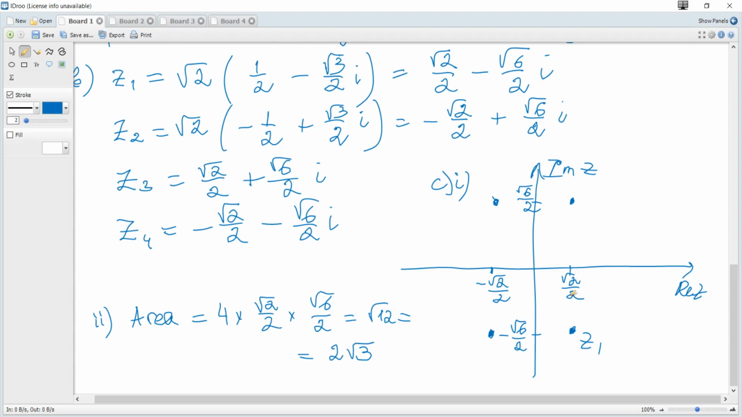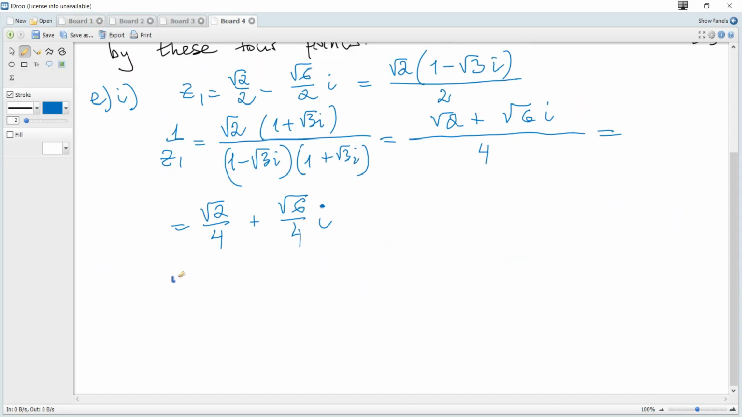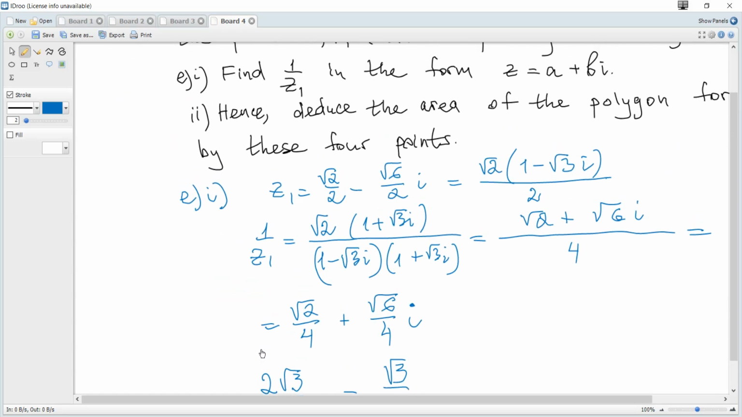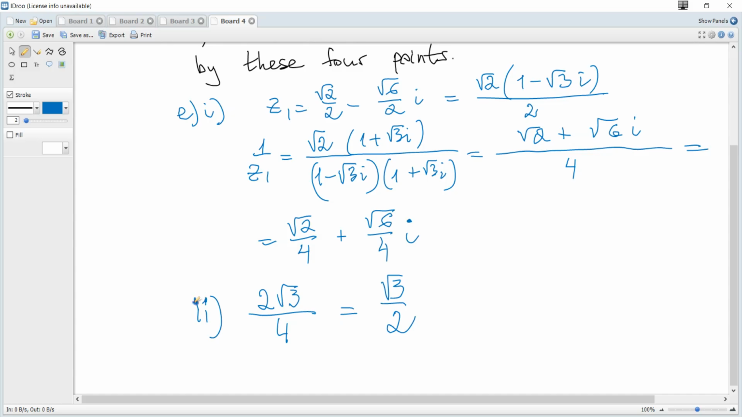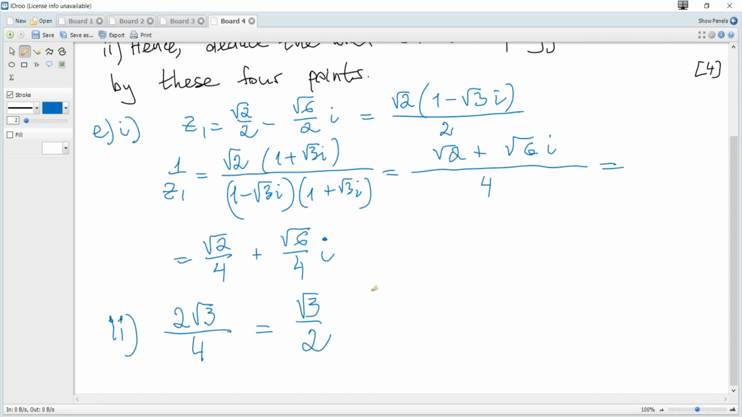It becomes over 4 over 4 over 4 over 4, and the same, so it becomes 2 times root 3 divided by 4, not by 2, because for this small triangle this decreases by a factor of 2, and this also decreases by a factor of 2, so that the area decreases by a factor of 4, which is root 3 over 2. And that's all for this question.